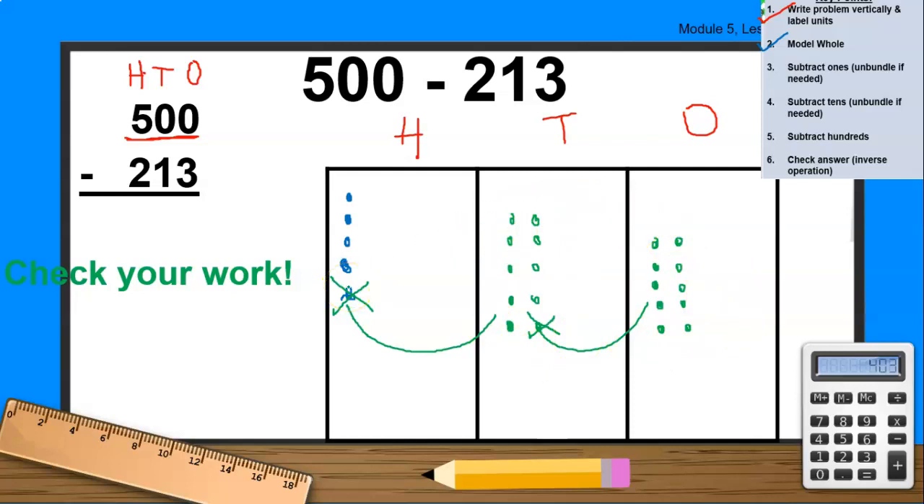So, what number is 9 tens? Yes, 90. And 10 ones? Yes, 10. So 90 plus 10 is 100. So we can rename 100 as 9 tens and 10 ones. Okay, boys and girls. Here's the important part. Are we ready to subtract now?